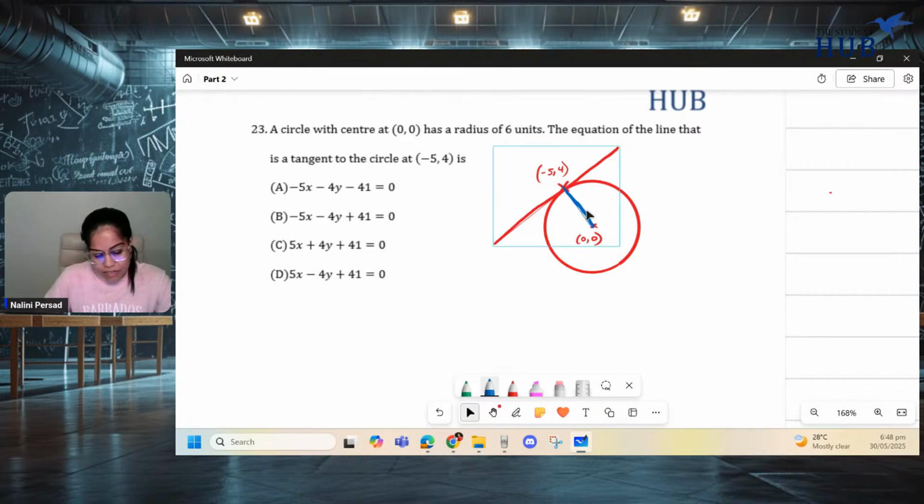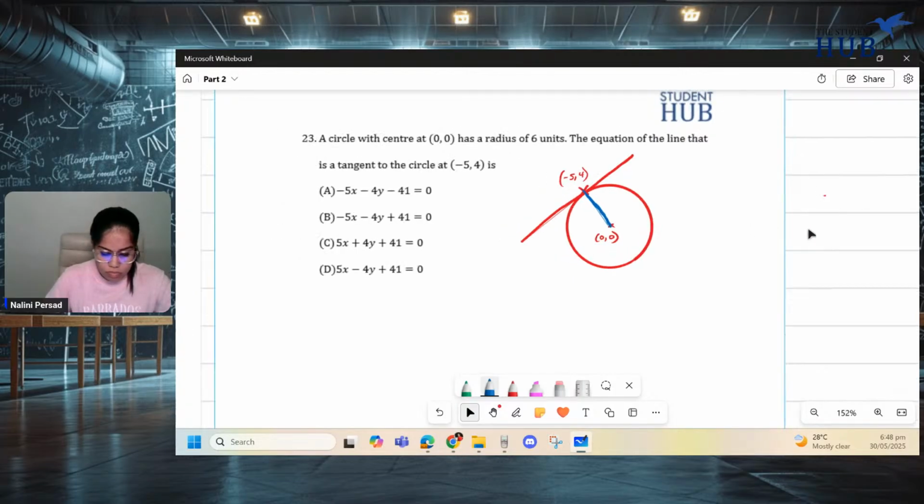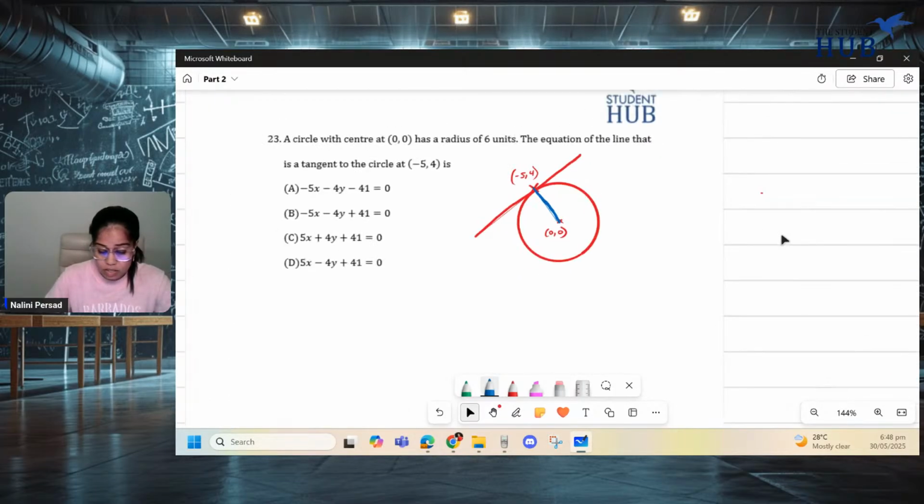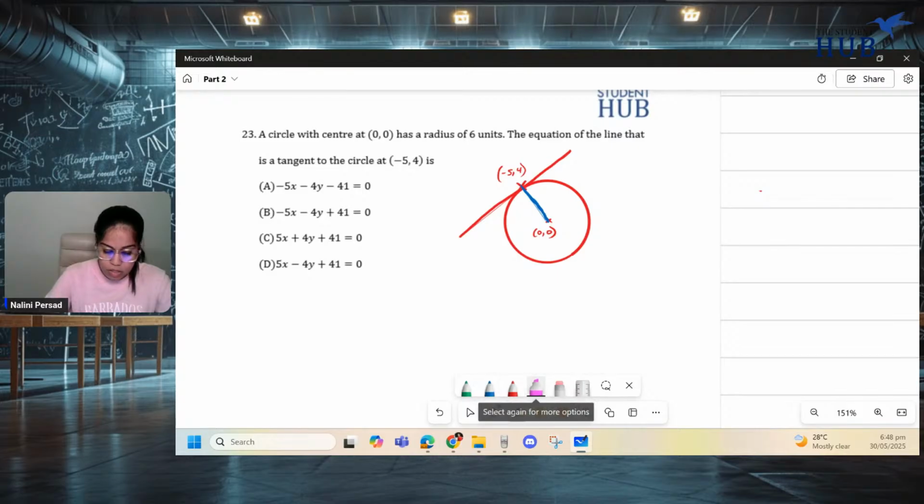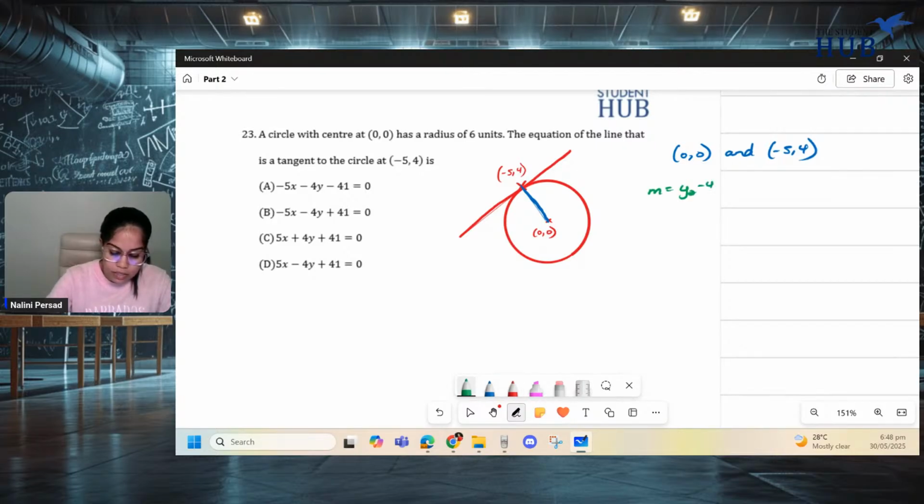So I guess they gave you the radius, if you wanted to use a length formula. But we are concerned with the equation of the tangent. So I could use the 2 points and find the gradient of the normal. Gradient is equal to y2 minus y1 over x2 minus x1. So I'm going to get negative 4/5.